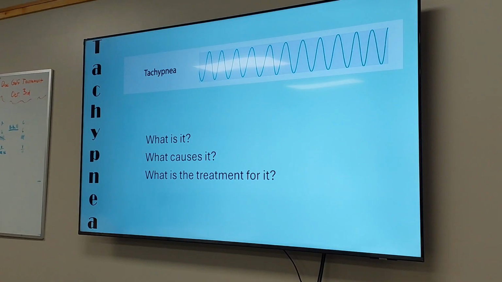So our treatment is dependent on the cause, right? If you can figure out the cause, and if you have the ability to treat it, you can make it better. But if you can't treat it because you don't know why it's happening, how do you support somebody who's got a high respiratory rate?